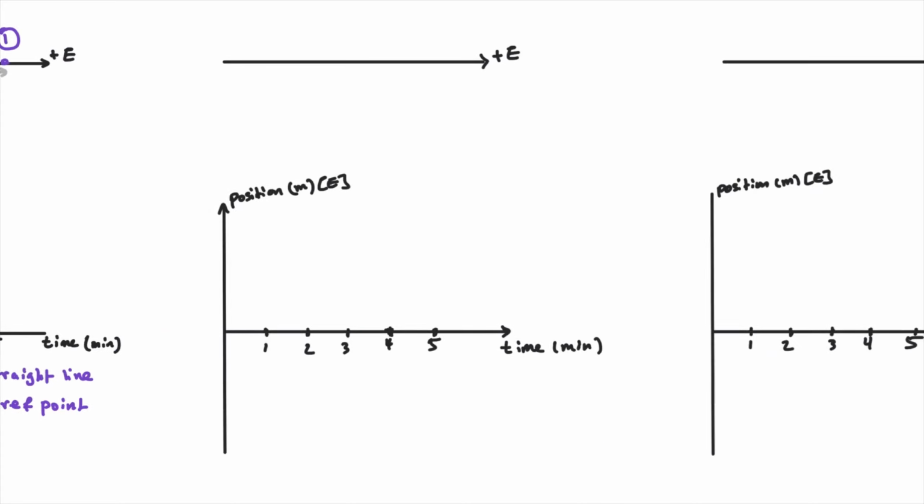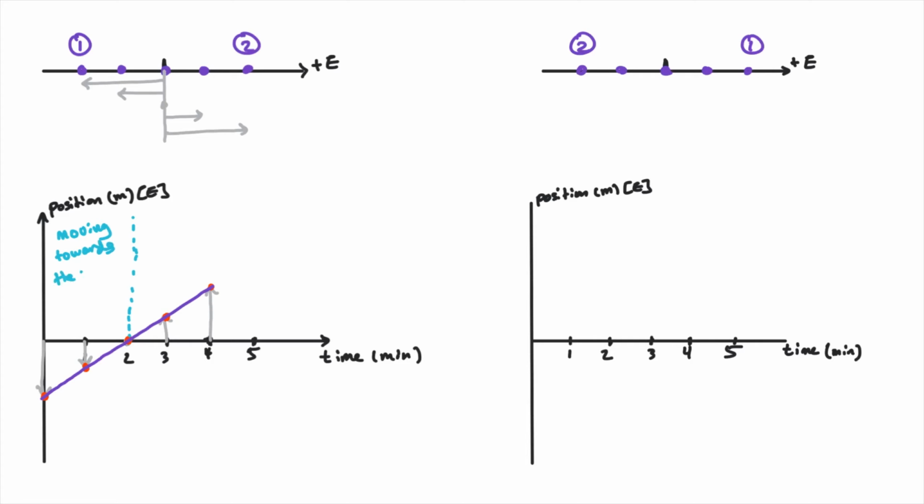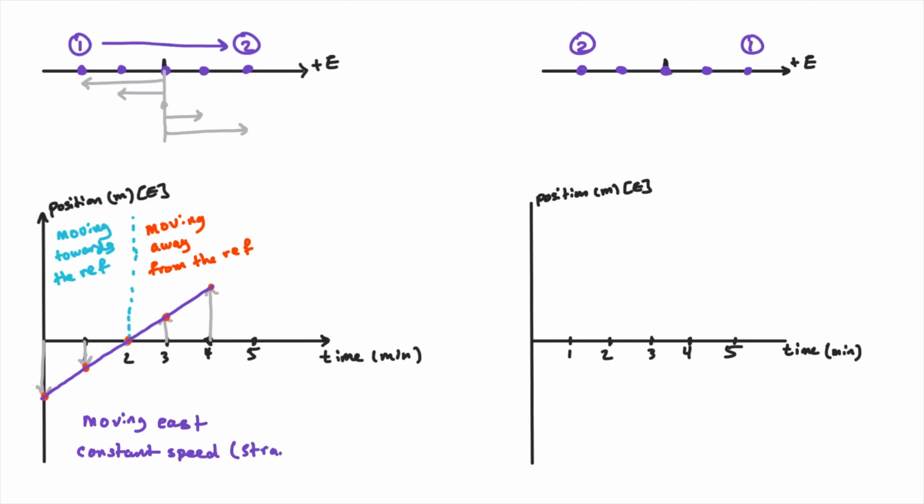In the next set of graphs, there were dots in the non-positive portion of the motion diagram. The students followed the same procedures. They found that the runner was running towards the reference point at first, then reached it, and then moved away from it. The runner ran in the east direction throughout and at a constant speed since the line of best fit was a straight line.